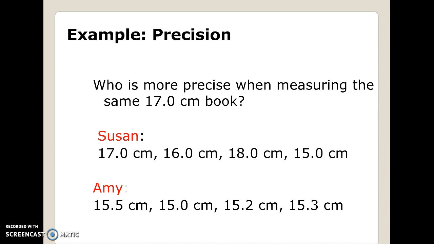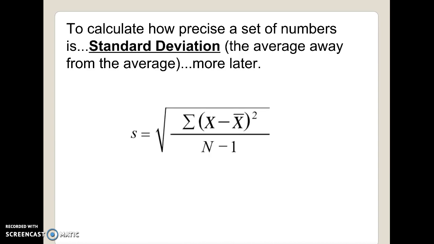Here's more. Let's say that we are measuring the same 17.0 centimeter book that we measured when we were testing for accuracy. Now, the question here is Susan versus Amy, which one is more precise when measuring? So Susan has all these different numbers. She has 17, 16, 18, and 15, okay? Amy has all within a few tenths of each other, and they're all in the 15 range. They're not accurate, but they are precise because they are right around the same number, multiple readings.